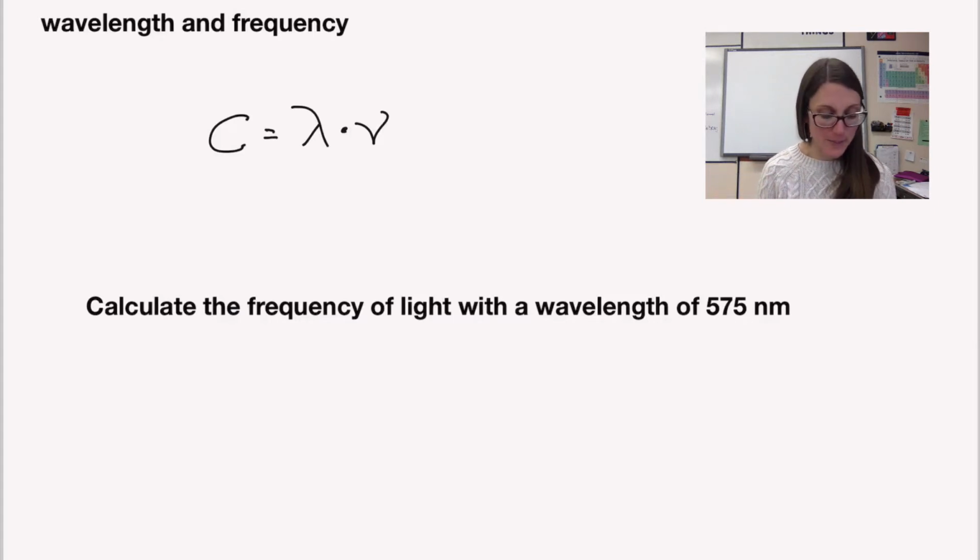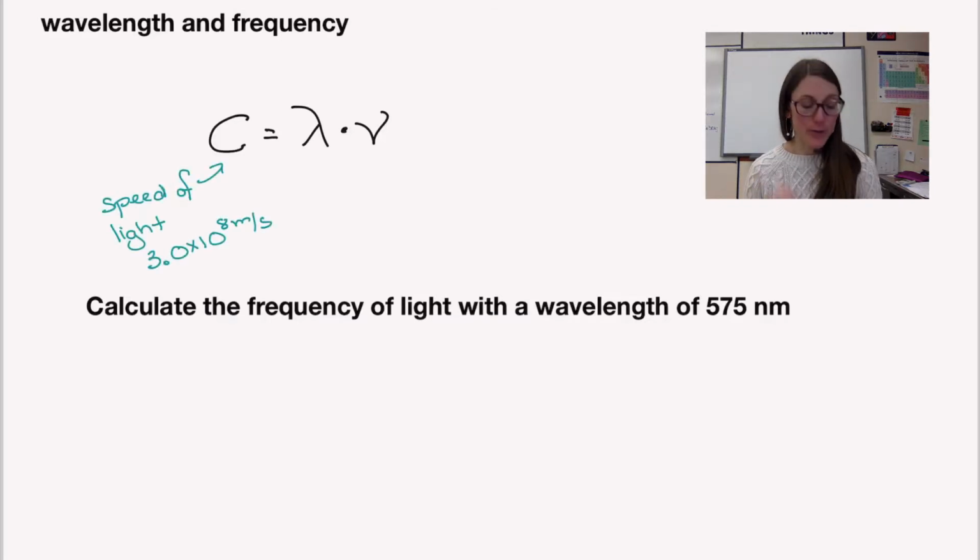Let's translate that. C is the speed of light. This has a value of 3.0 times 10 to the 8th meters per second in a vacuum. This is a constant, so this number will always be the same. You always know it. Just need to remember that C is 3.0 times 10 to the 8th.